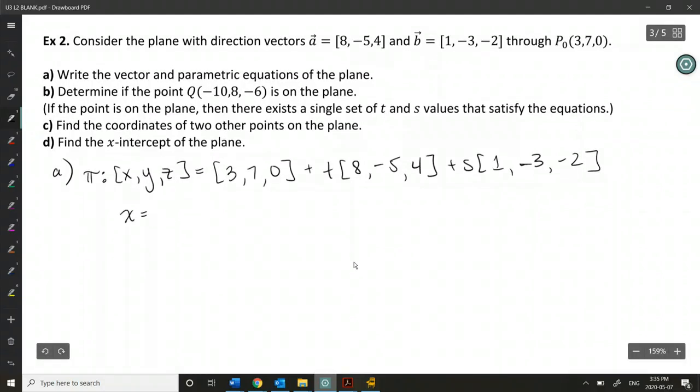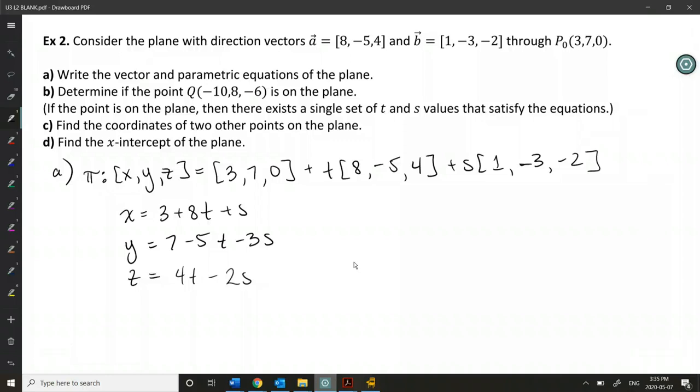Okay, and then if we separate this out into parametric equations, it's going to be x equals 3 plus 8t plus s. y will be 7 minus 5t minus 3s. And z, because that's 0, we're not going to write that, but we are going to do 4t minus 2s.